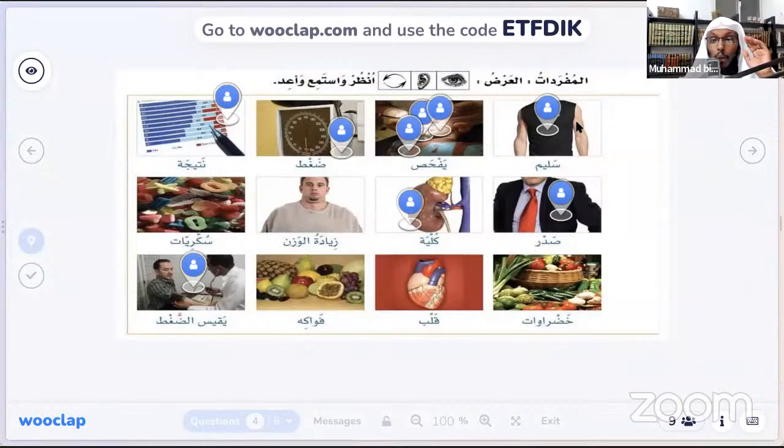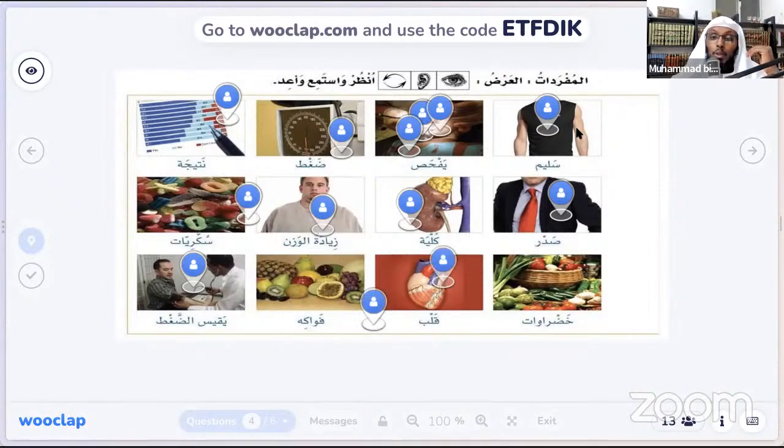سليم is the opposite of مريض. Okay. Means to be healthy, or to be free from any deficiency or any disease or the likes. Salima means to be safe or free from something. سليمة فهو سليم. يفحص. فحص يفحص literally means to examine. So here we're talking about the doctor examining the patient or examining his blood pressure or the likes.